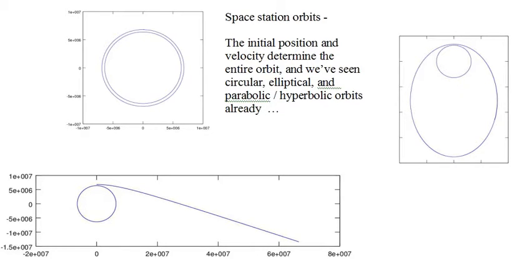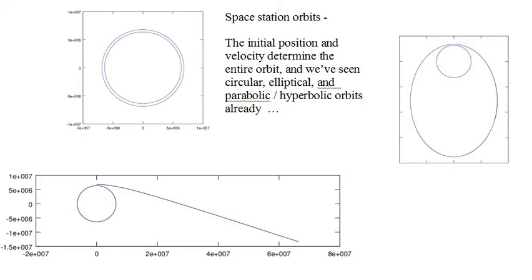In the last lesson we computed the space station orbit. Let's see what happens when we change the initial velocity of the orbit. The first graph shows the space station orbit with an initial altitude of 402 kilometers and an initial velocity of 7.7 kilometers per second. This gives us an approximately circular orbit.